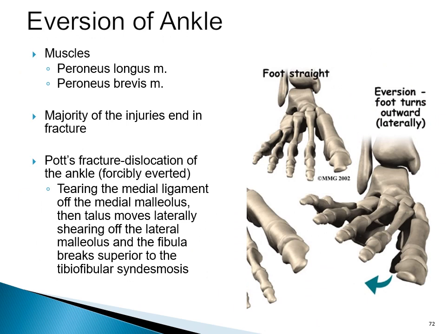Eversion of the ankle, the muscles responsible for this are the peroneus longus muscle and peroneus brevis muscle. The fracture you need to be familiar with here is called the Pott fracture. Dislocation of the ankle, this is done during a forced eversion. What happens is the tearing of the medial ligament off the medial malleolus, and the result is usually a fibular fracture.